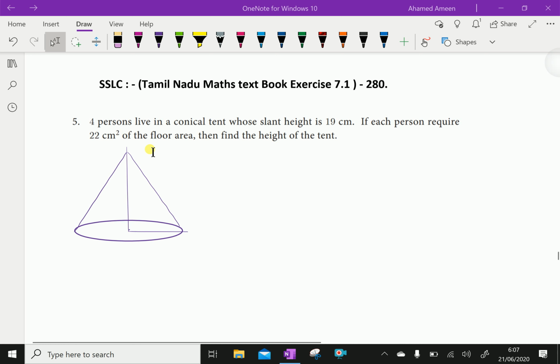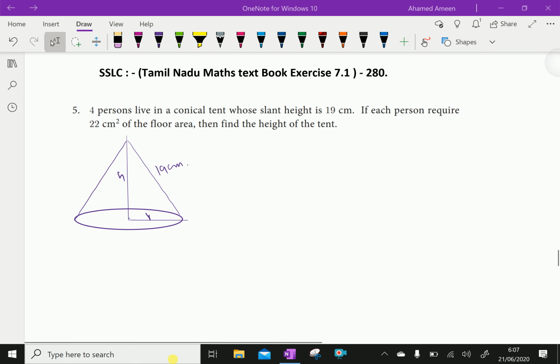Here the slant height is 19 centimeter, and each person requires 22 centimeter square floor area. Then find the height of the tent. Let height equal h, radius equal r.